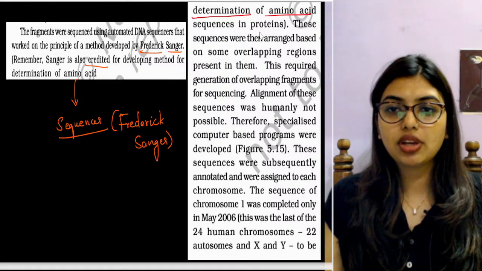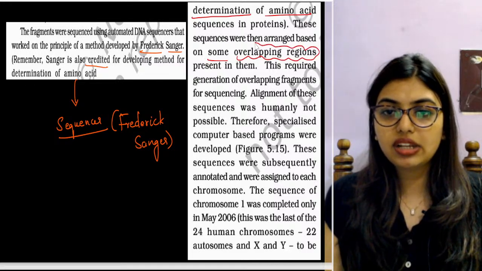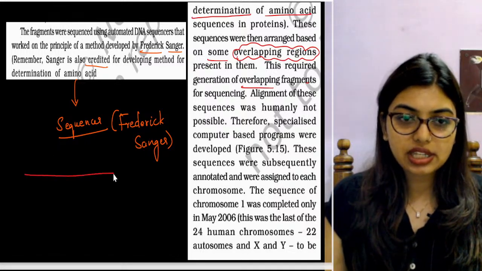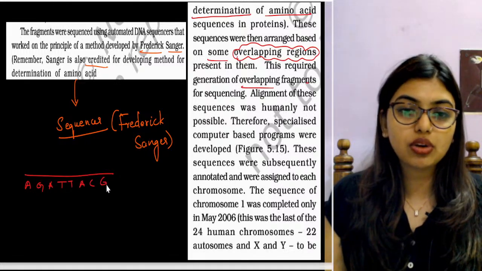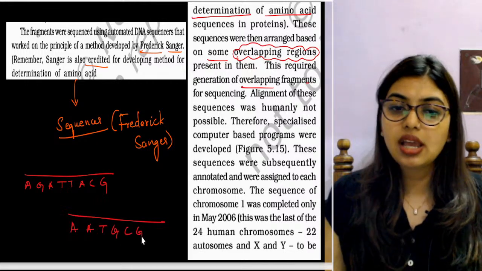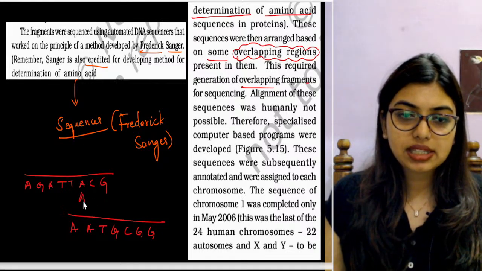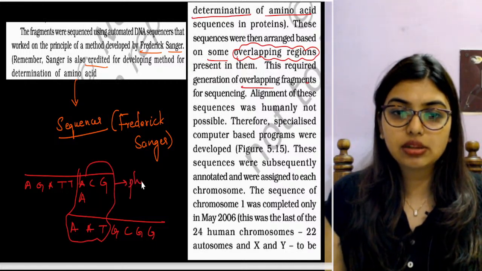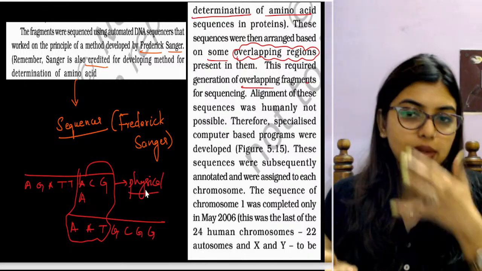So determination of amino acid sequence. These sequences were then arranged based on some overlapping regions present in them. This required generation of overlapping fragments for sequencing. So students, when the sequence was there, okay, actually overlapping sequence is a very complicated topic. Okay, I tried as much as possible to find something that will connect you guys, but there's nothing. It's a very complex topic. Okay, now students, imagine overlapping means, let's say these two sequences are overlapping. We cannot physically remove this. Yes or no? Can we do the physical alignment telling that, oh, you are overlapping, move that side, give a little place? We cannot do that, no?